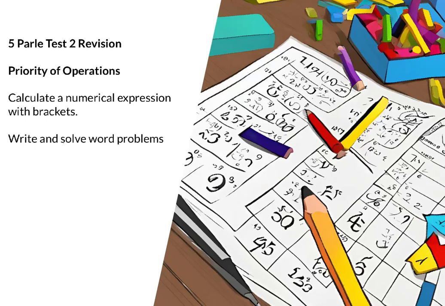This video covers a revision for the 5 Parle second test, this one on priority of operations, covering calculating a numerical expression with brackets and also writing and solving word problems. Hopefully you've attempted the questions in the PDF that was shared on Google Classroom. If you haven't, pause the video, go and answer the questions first, and then continue with the video to see whether your methods and solutions are correct.